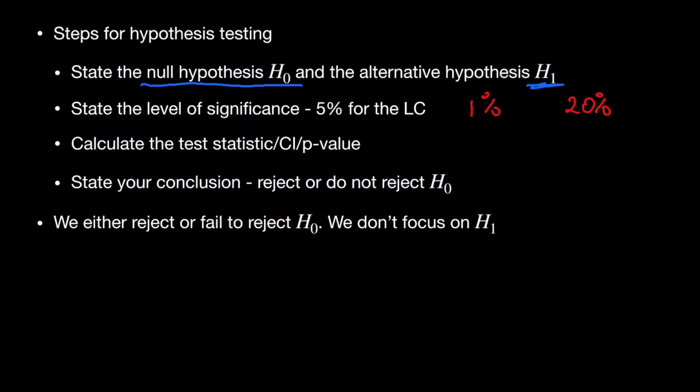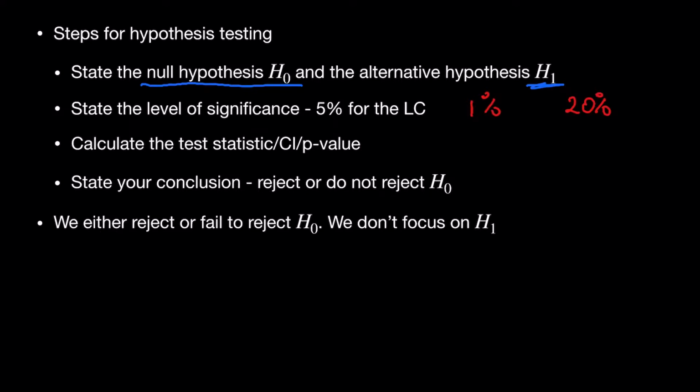We're going to either reject or not reject the null hypothesis. And note, we don't focus on the alternative hypothesis. All we do is we state whether the null hypothesis H0 can be rejected or whether it cannot be rejected based on the evidence. And there are 3 different ways in which we do that: test statistic, CI, and the p-values.